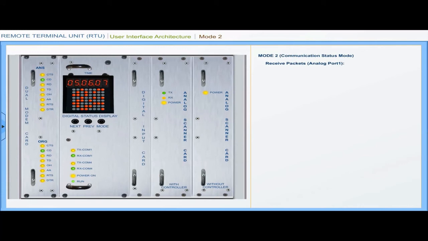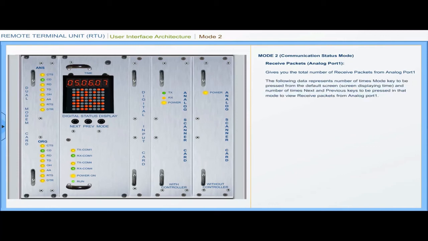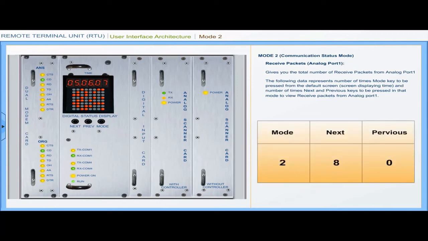Receive packets, analog port 1. Gives you the total number of receive packets from analog port 1. The following data represents number of times mode key to be pressed from the default screen, that is screen displaying time, and number of times next and previous keys to be pressed in that mode to view receive packets from analog port 1. Mode 2. Next 8. Previous 0. Display on 7 segments look like. After a time delay of 3 seconds, 7 segments represents receive packets count from analog port 1.